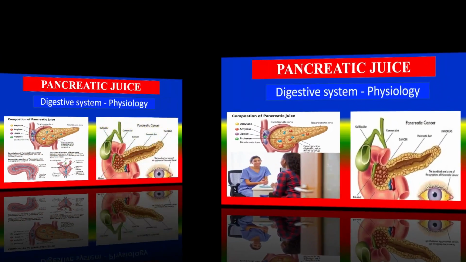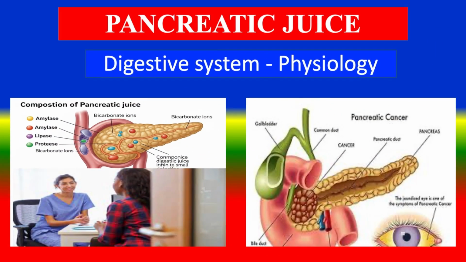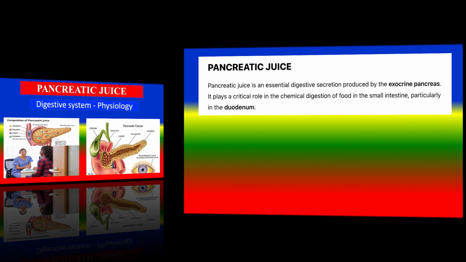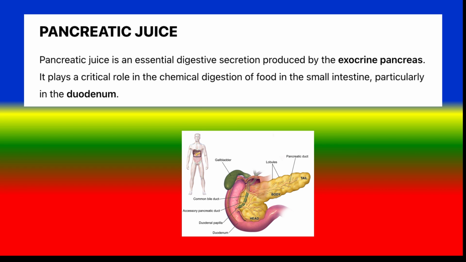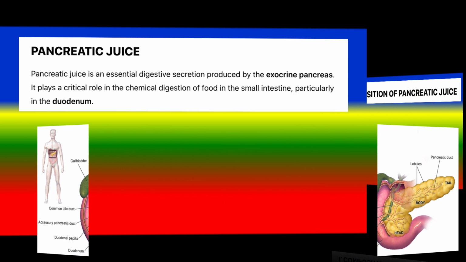Here is a detailed explanation of pancreatic juice, covering its composition, functions, and the regulation of pancreatic secretion in depth. Pancreatic juice is an essential digestive secretion produced by the exocrine pancreas. It plays a critical role in the chemical digestion of food in the small intestine, particularly in the duodenum.